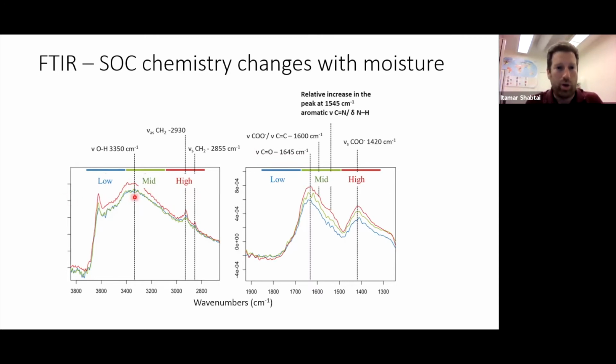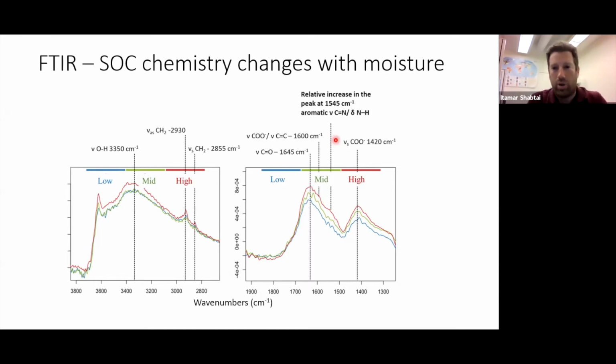In the wetter soils, we had more OH, so more phenolic groups and perhaps more carbohydrate groups. We had more aliphatic carbon, and we had more carboxylate and aromatic carbon, and also a relative increase in aromatic carbon, carbon-nitrogen bonds, and NH bonds. And most of these are usually assigned to organic matter that is more microbial, more processed in nature.